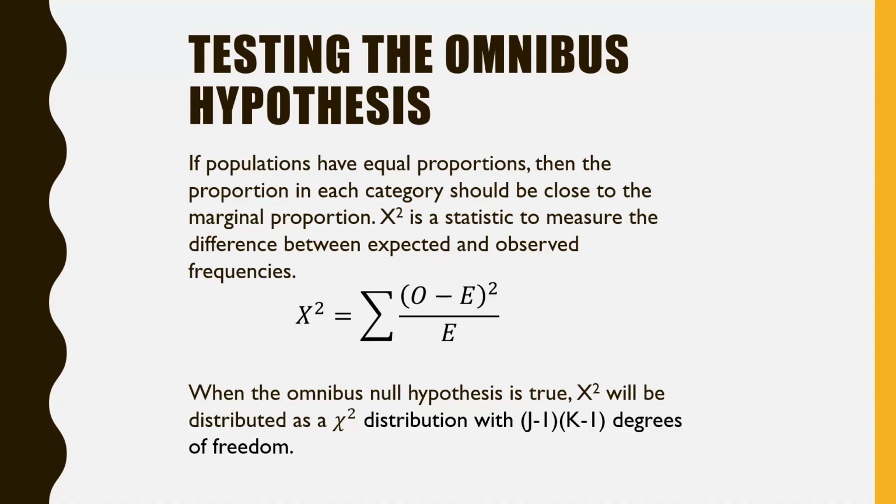And that omnibus null hypothesis is the only one we have. Why? Because we only have 2 groups and 2 response categories. So the question is, does aspirin work or not? And the answer is, it appears that it does.